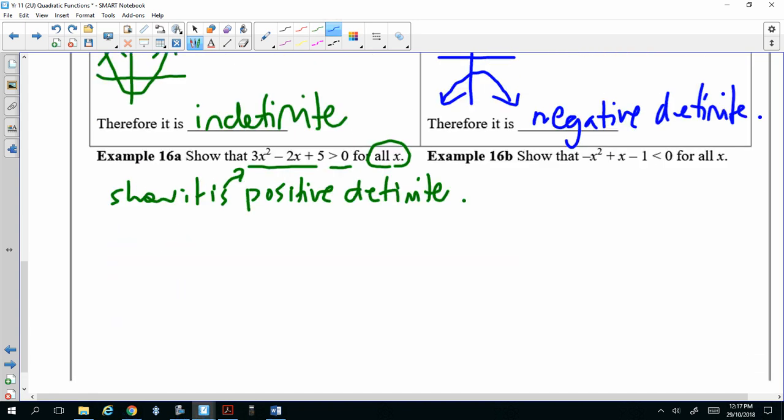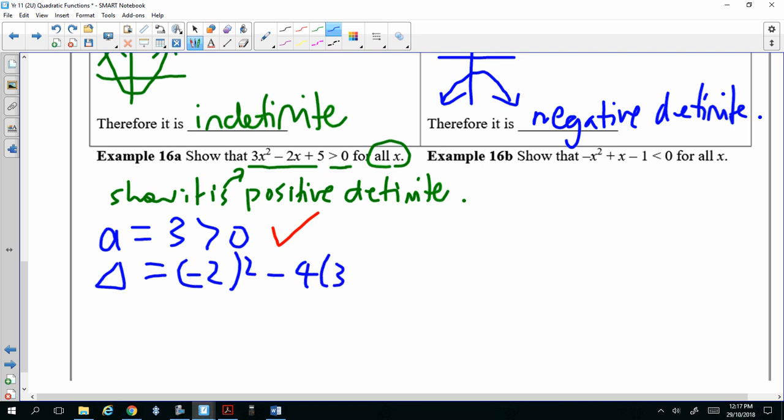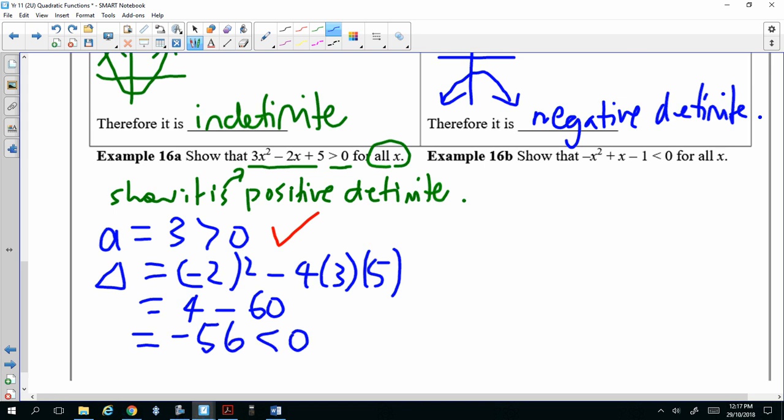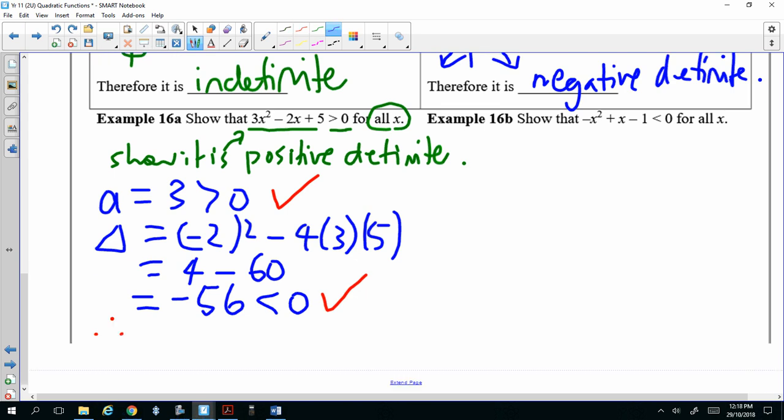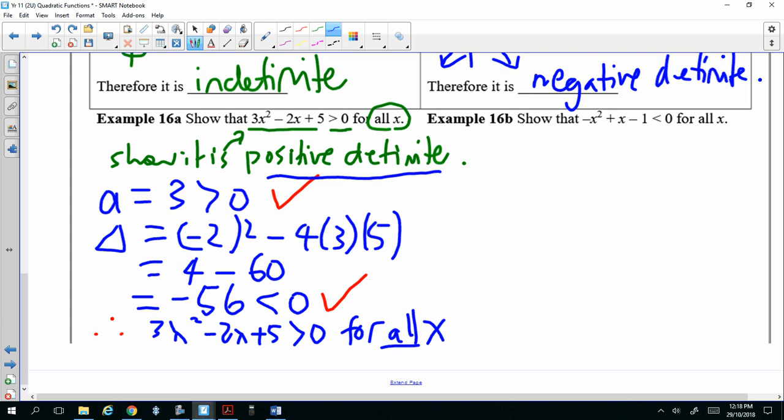The A value, which is 3, which fits the first criteria, give a tick. Next test, discriminant should be negative. Let's see whether it is negative. Minus 4AC. Do the calculation. You can tell it's going to be negative, but it's better to work out what the value is. That will be negative 56. So it's negative. So when it is concave up and the discriminant is negative, we say, therefore, the quadratic is going to be positive for all x. So whenever it's positive for all x, it means it's positive definite. That's what that means. All right, does that make sense? So when the question says show something's always positive, it means it's trying to show it's positive definite. Does that make sense?